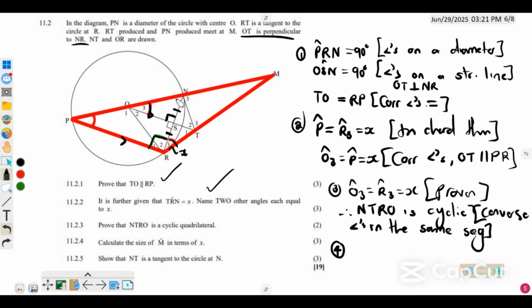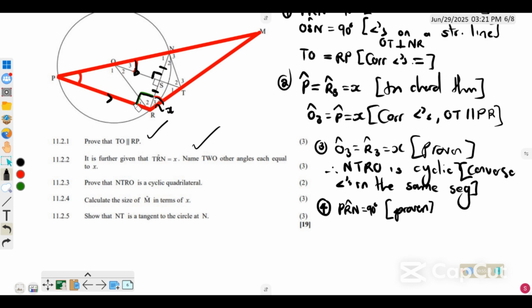We can find out that angle PRN is equal to 90 degrees. This was proven in question number 1, so I don't have to repeat it. In fact, we can find the whole of this angle R. That R is going to be 90 degrees plus X. It's this 90 plus that X piece on the other side. It's 90 plus X. Right, no reason needed for that.